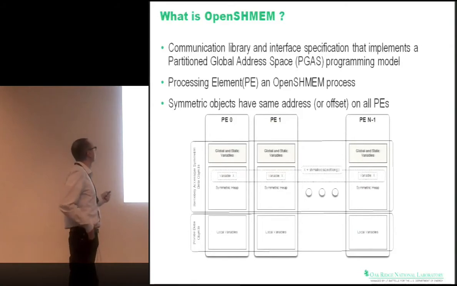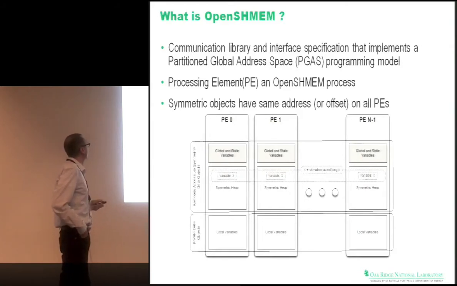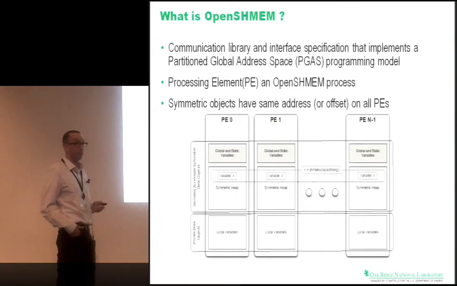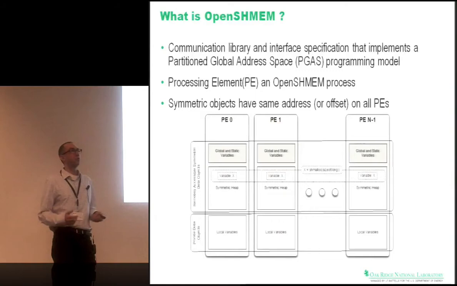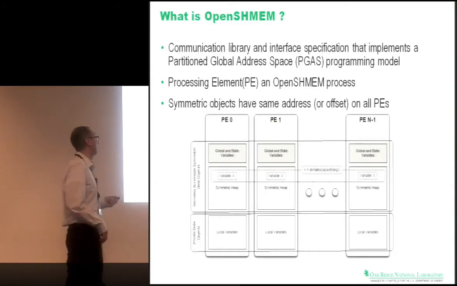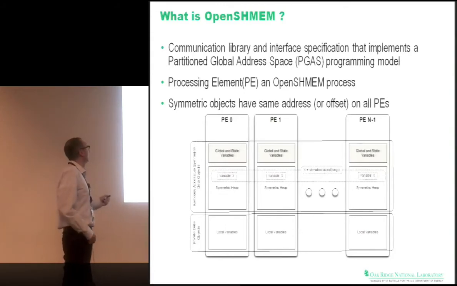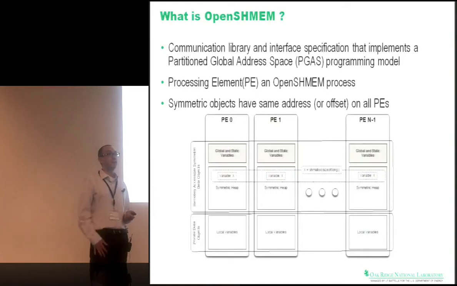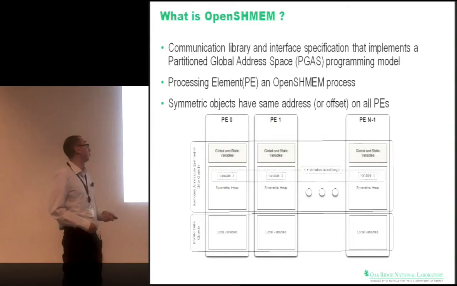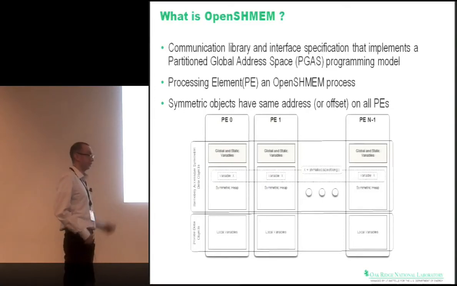And what is really nice is that symmetric objects have the same address. So in order to access the object, you don't need to go to the other PE and learn where it's located exactly in memory. You have this information locally because it is essentially the same address. On some platforms, it's not necessarily the same address, it's the same offset. But again, once you know the base address, with the same offset you may easily go and access any variable without exchanging any additional information.